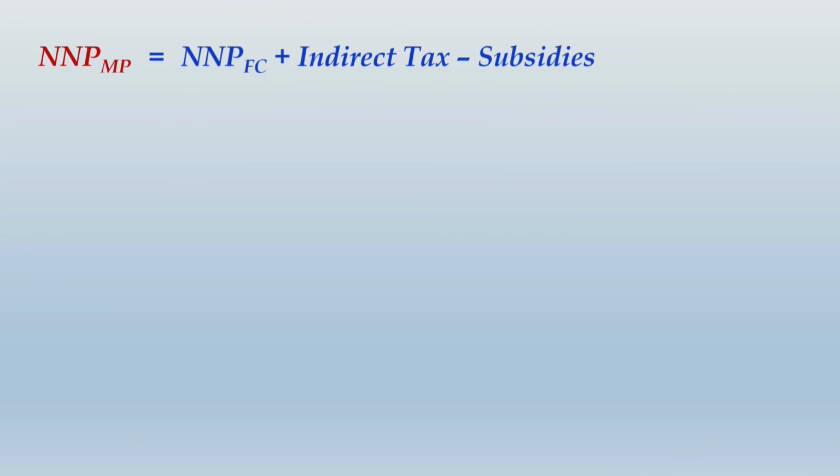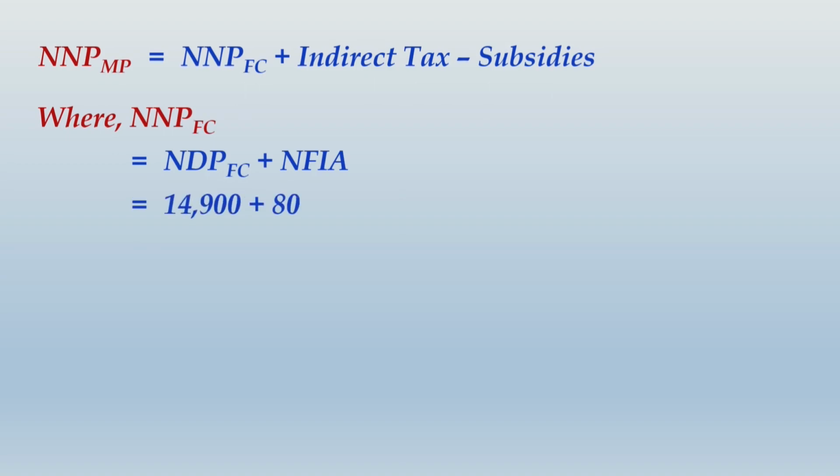You first define how to compute NNP at market price. It will be NNP at factor cost plus indirect tax minus subsidies. So understand, this time you are arriving at NNP at market price from the factor cost base. So it's a kind of reverse calculation, and NNP at factor cost will be NDP at factor cost plus net FIA, and NDP at factor cost is given in the question as 14,900 and net factor income from abroad is given as 80. So we get NNP at factor cost as 14,980.